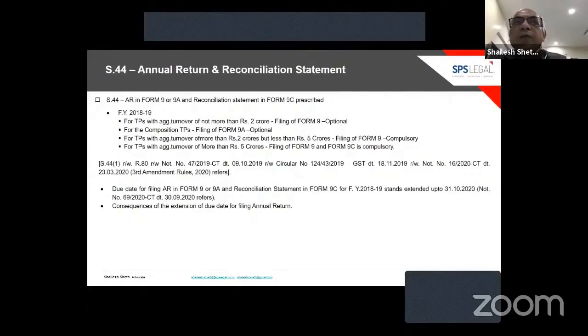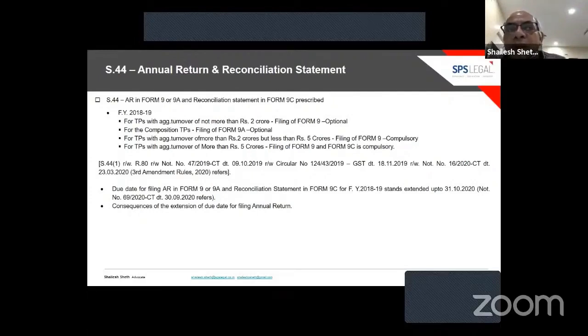This is my humble request to all of you. In the last 2-3 years, I've been seeing how my dear chartered accountant brothers and sisters have been working under tremendous pressure. I'm an advocate. I have nothing to do with the compliance practice, friends. But I have been seeing under what type of pressure they have been working. Please don't work under so much pressure.